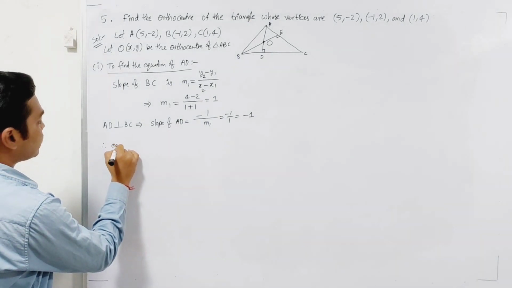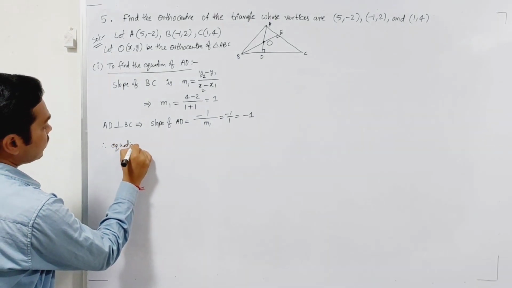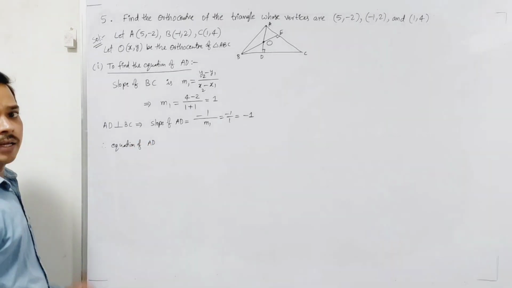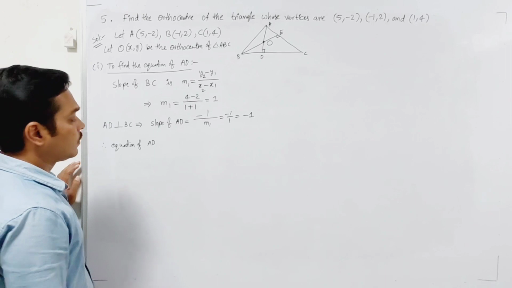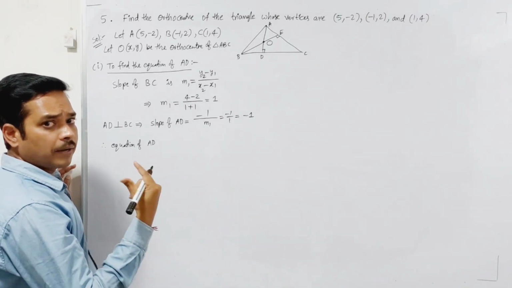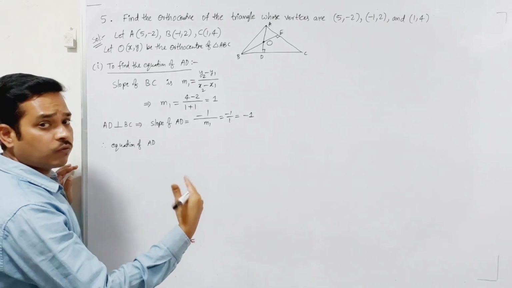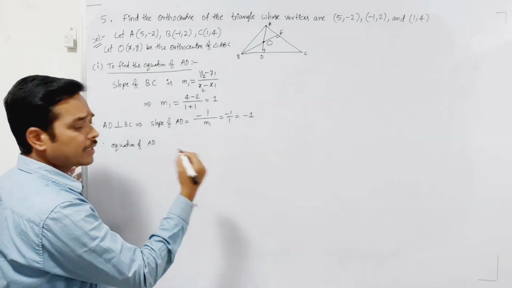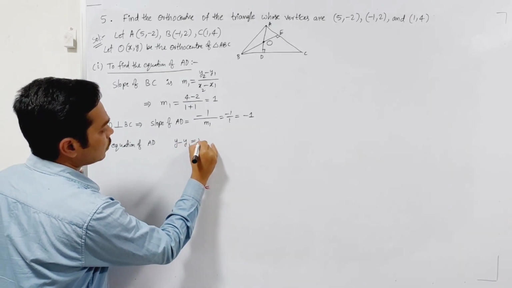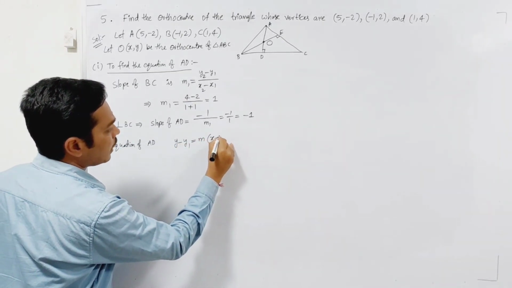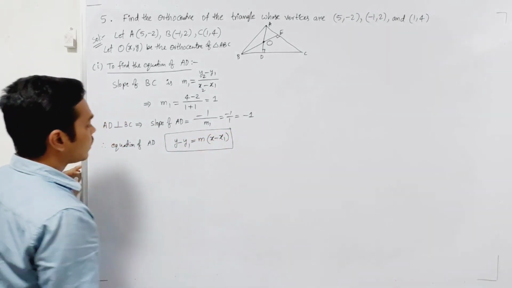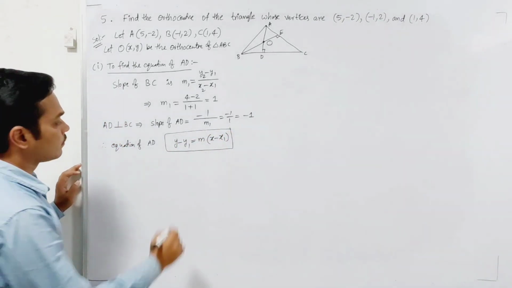Therefore, the equation of AD. AD is a straight line. What is the equation of a straight line by using slope and point? The slope point form of a straight line is y minus y1 is equal to m of x minus x1. By using this formula, we can find the equation of AD.